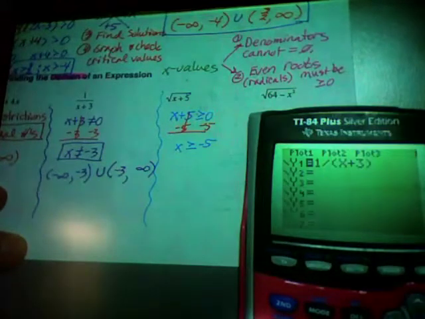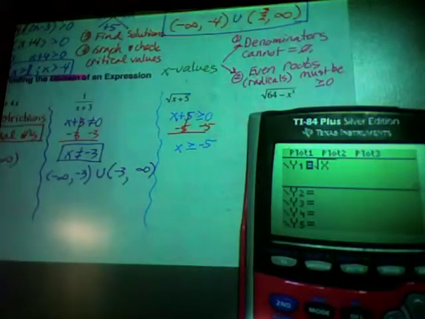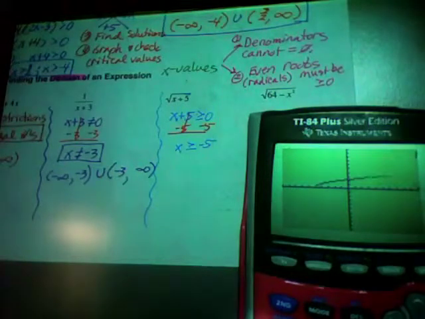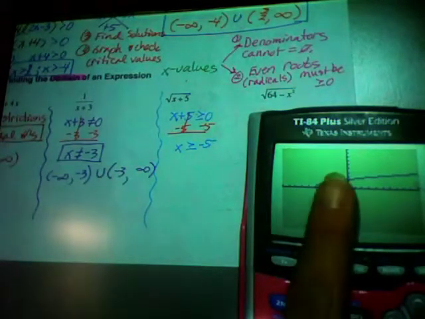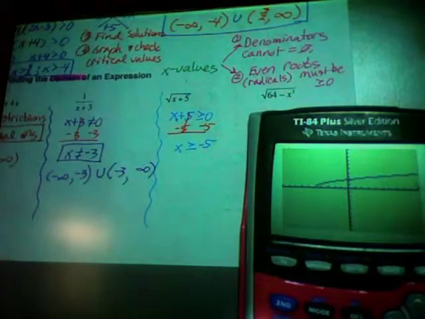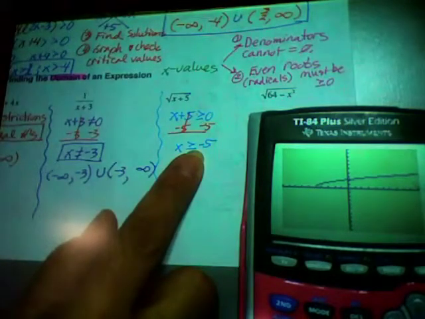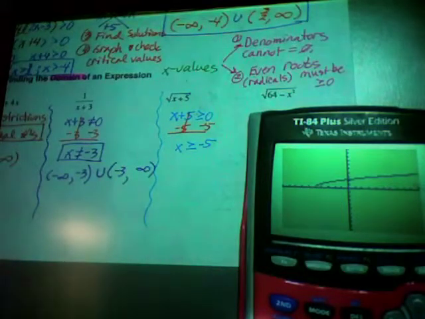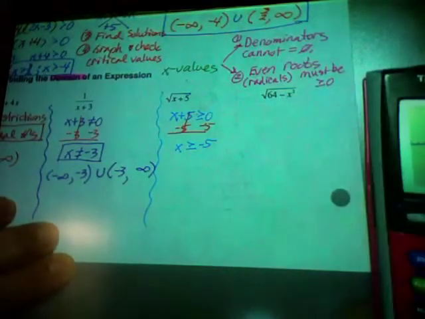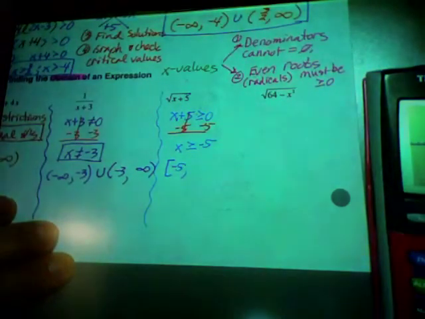So I'm going to go to y equals, clear that out, and put in the square root of x plus 5, and then hit graph. Isn't it covering the x-axis from here to positive infinity? Where does it start? -5. And that's exactly what this is saying: x has to be greater than or equal to -5. So what's my left bound point? -5. Is that included in the solution? Yes, so bracket. What's my right bound? Positive infinity, so open parenthesis.